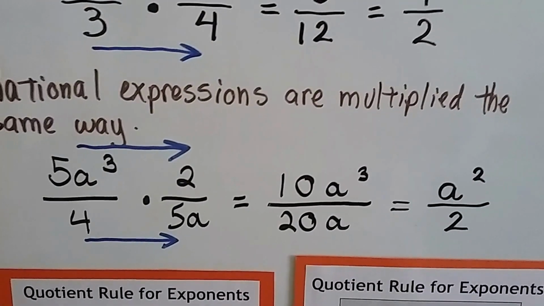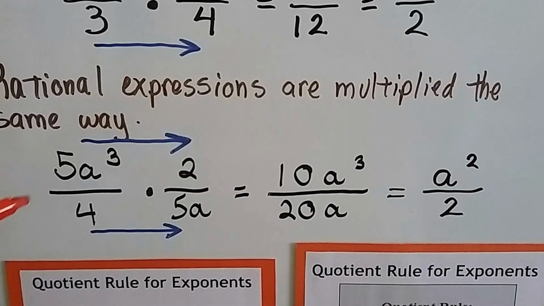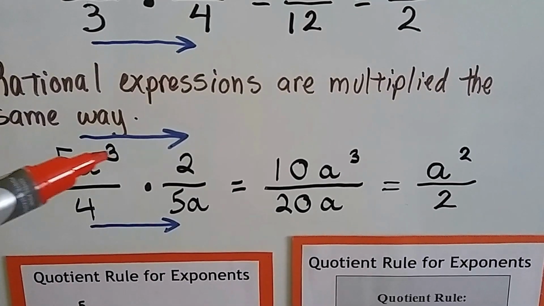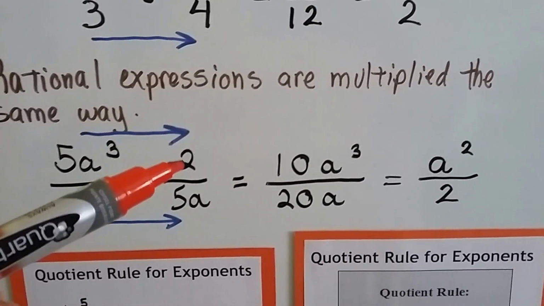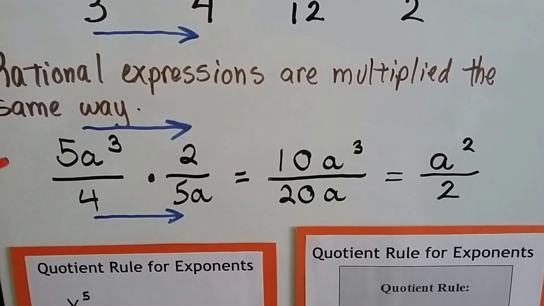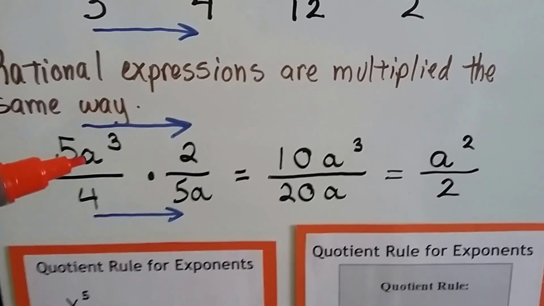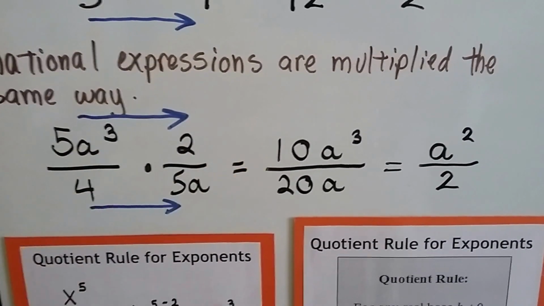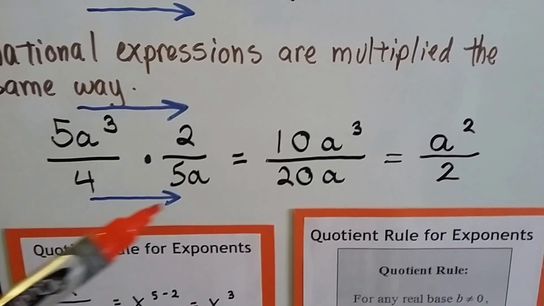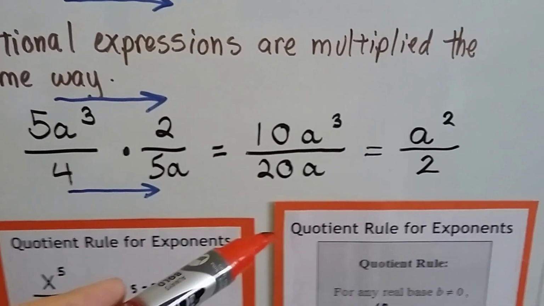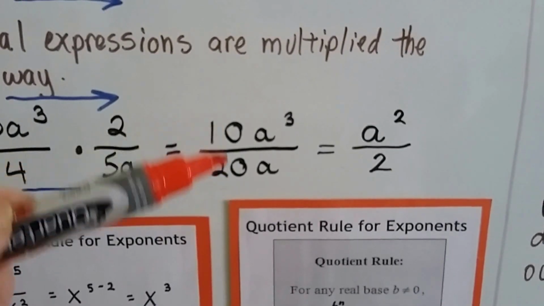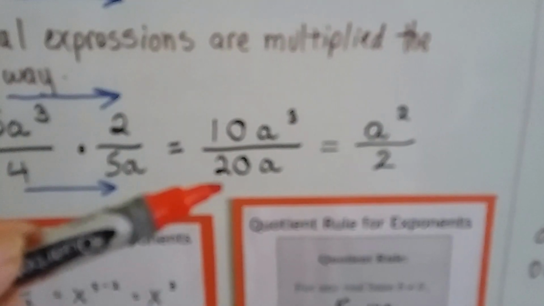Well, rational expressions are multiplied the same way. If we've got 5a to the third power over 4 times 2 over 5a, we multiply the numerators. 5a to the third power times 2 gives us 10a to the third power. 4 times 5a gives us 20a. And this 10 over 20 becomes a half, doesn't it?